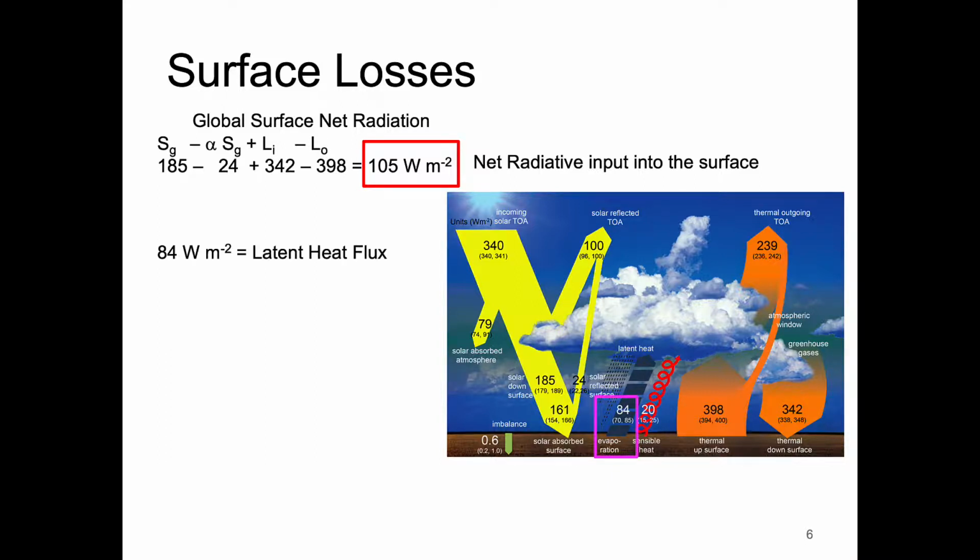The first one is associated with the latent heat flux. This is the energy exchange associated with the phase change of water and involves evaporation processes. In this schematic, it has a value of 84 watts per metre squared. The second pathway is the energy exchange associated with the change of temperature, and that's what we refer to as the sensible heat flux. This is heat that you can feel, and it has a value of 20 watts per metre squared. So together there we have an energy exchange back to the atmosphere from the surface of 104 watts per metre squared, which means we have a remaining 1 watt per metre squared imbalance at the surface.